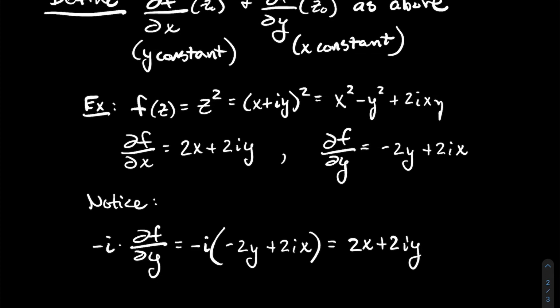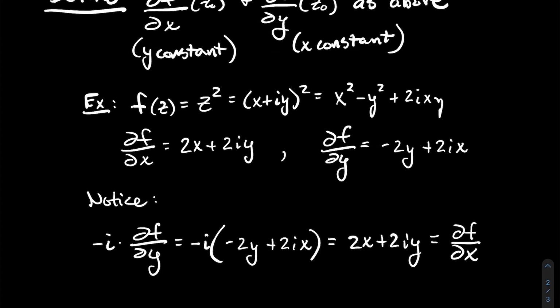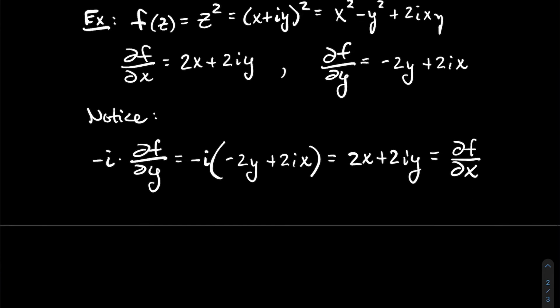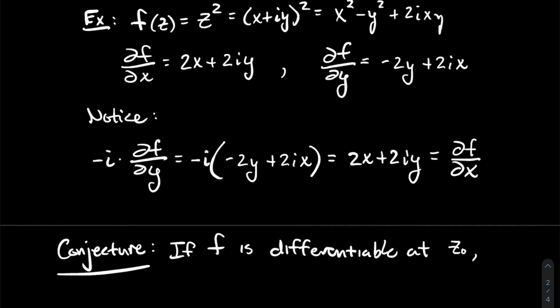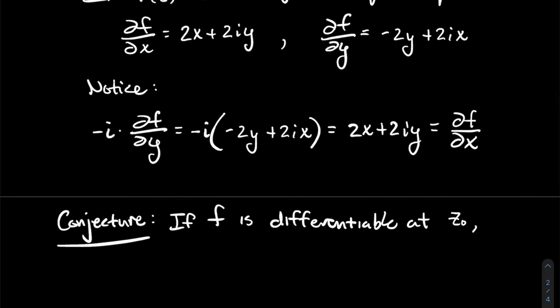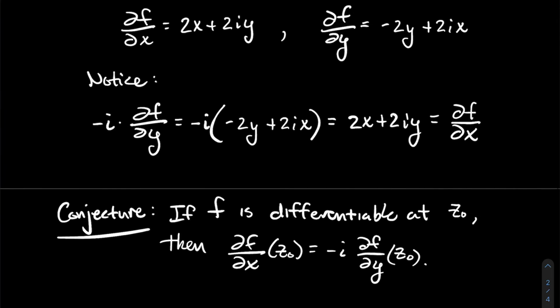Now go ahead and take a look. What was the partial derivative with respect to x up there? Oh, it's 2x plus 2iy. That's df dx. So what do we want to notice from this expression here? Somehow the two partial derivatives are related to each other. So here's a conjecture. And it's not my personal conjecture. If f is a differentiable function, if it's differentiable at the complex number z0, then f should satisfy that little relationship. The partial with respect to x at z0 ought to be equal to minus i times the partial of f with respect to y at z0.